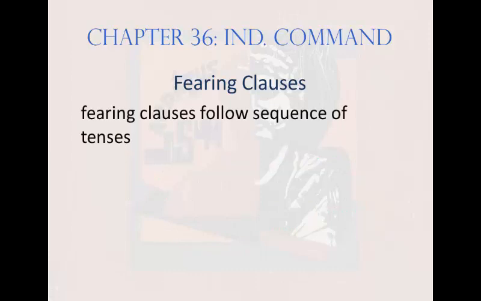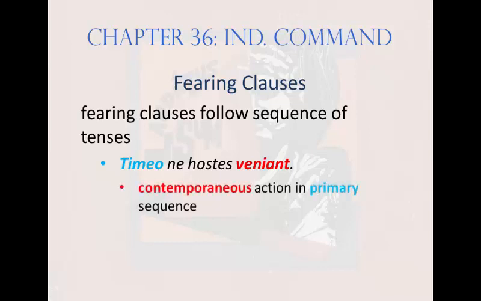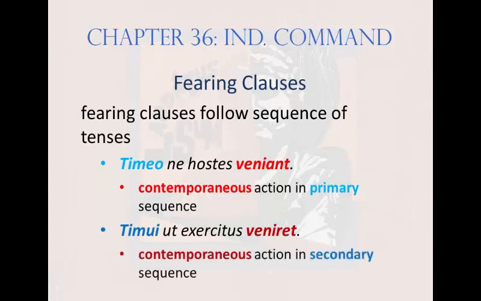Note also that fearing clauses in Latin follow sequence of tenses. A present tense main verb like timeo is primary sequence, requiring a present tense subjunctive like veniant to show contemporaneous action. Similarly, a past tense main verb like timui, since it's secondary sequence, calls for an imperfect subjunctive like veneret for the same. Exactly zero excitement there.